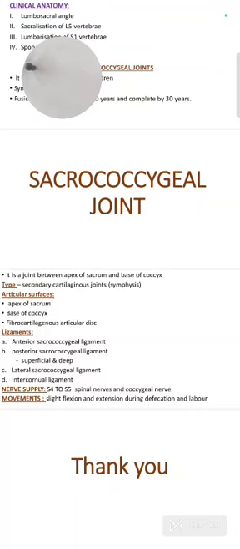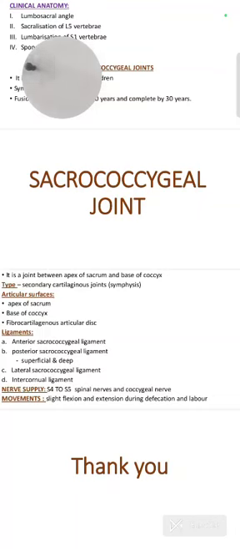S5 spinal nerves as well as the coccygeal nerves. The movements at the sacrococcygeal joint are slight flexion and extension during defecation and parturition. So that's all about the sacrococcygeal joint of the pelvis.